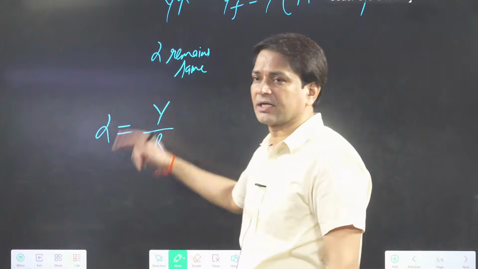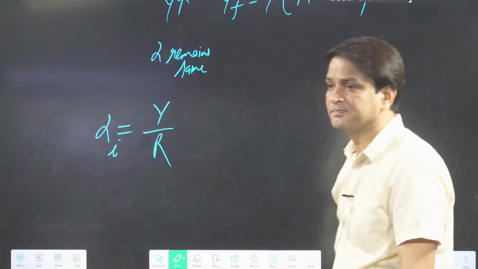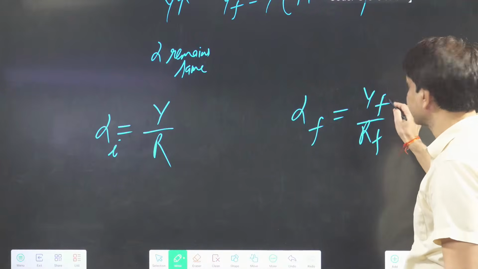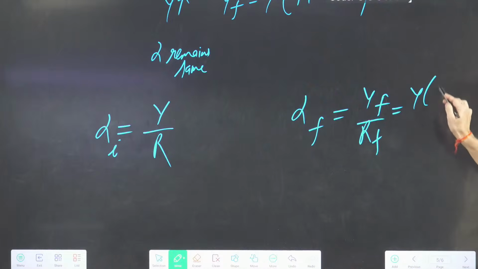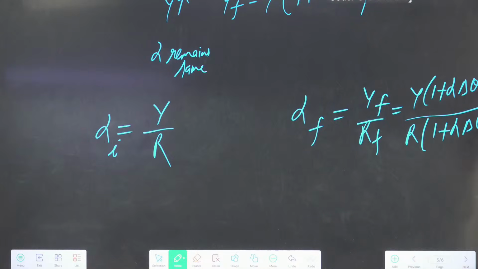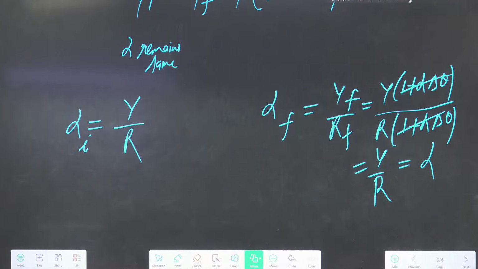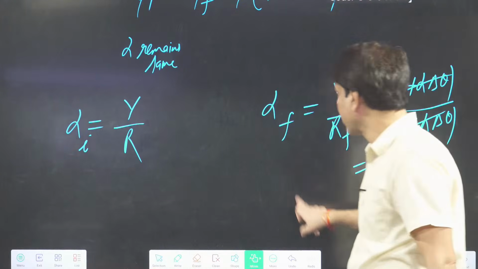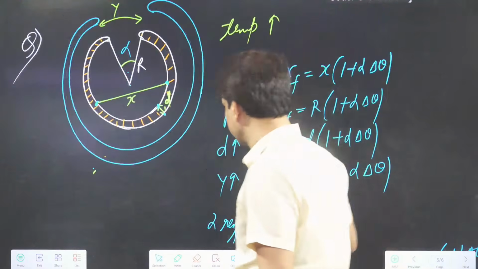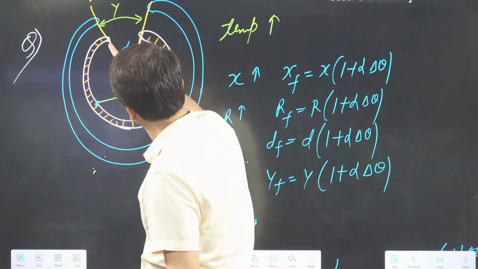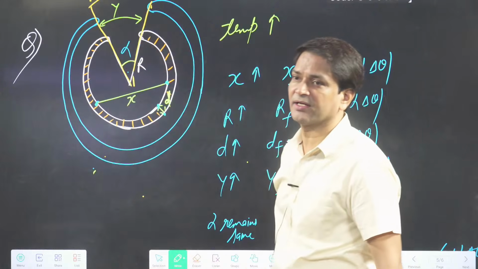Okay, so angle we can say is arc upon radius. Initial alpha I can say is y by r. Final alpha I can say is y final upon r final. Y is the linear dimension. Then y final is y into 1 plus alpha delta theta, and r final is r into 1 plus alpha delta theta. Now this factor will get cancelled out. What you got is y by r, and y by r is alpha. It means alpha will remain the same. Everybody got it or not? It will be like this. Radius increases, y increases, but the angle remains the same.